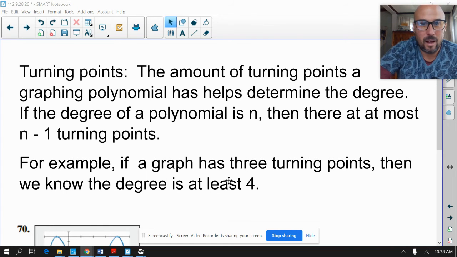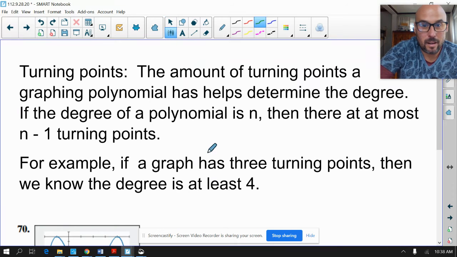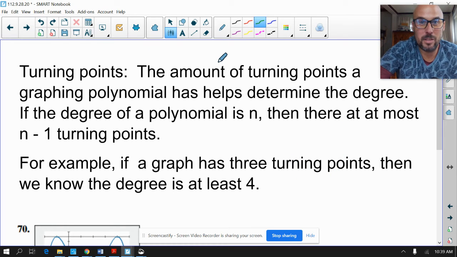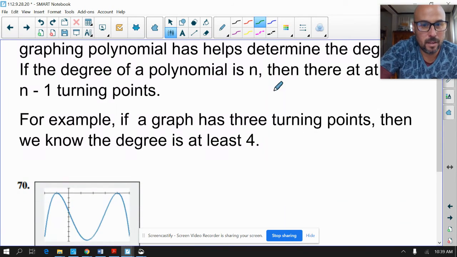Think about a line. A line is a polynomial. Well, the line has 0 turning points. It never turns around. Well, that means the degree is at least 1, which of course lines are. Lines are a degree 1. Quadratics only have 1 turning point. That means the degree has to be at least 2, which quadratics are. So if the degree of the polynomial is n, then there are at most n minus 1 turning points.